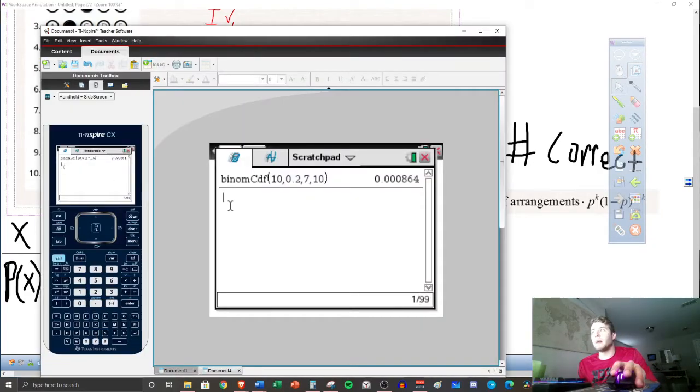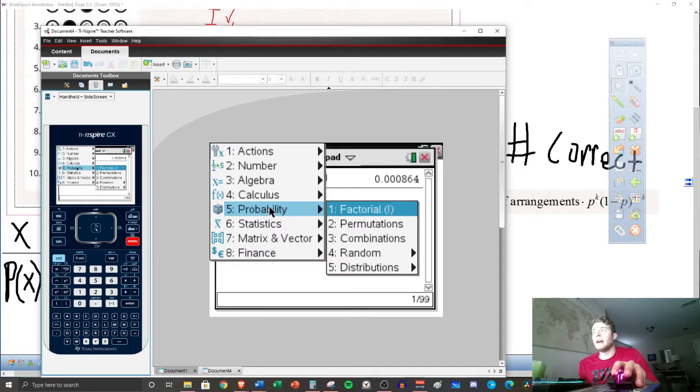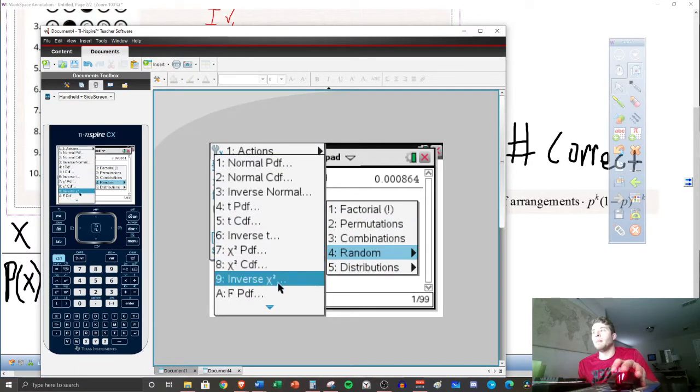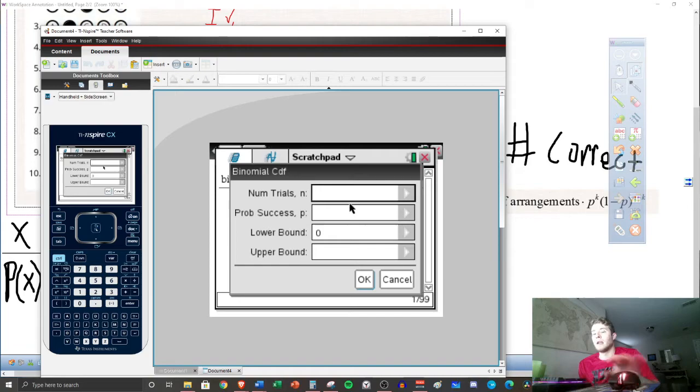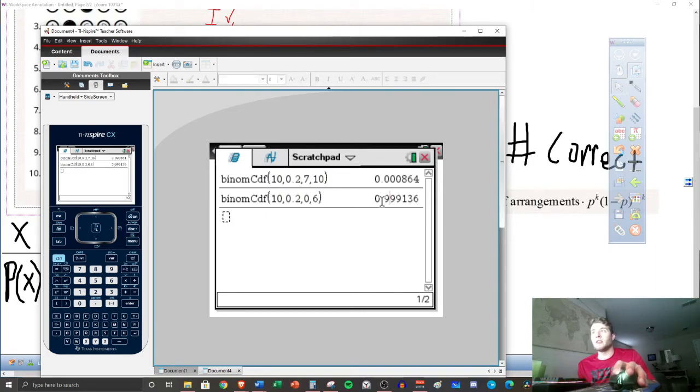So we're going to redo this binomial CDF, menu, 5, and we want binomial CDF again, 10 trials, probability of success is 0.2. We want the lower boundary to be, well actually, since it's less than 7, we go from 0 to, what's the upper boundary? Is it 7? No, it's actually 6 because it's not inclusive. We don't want 7. 7 was on the last boundary, so this is 6. We hit OK. There's your probability of failing.